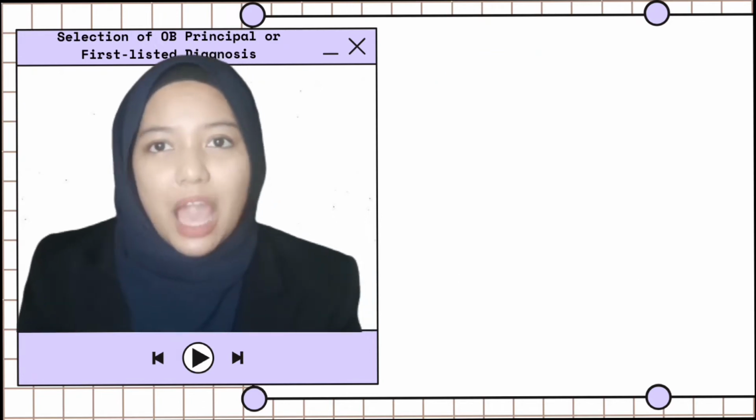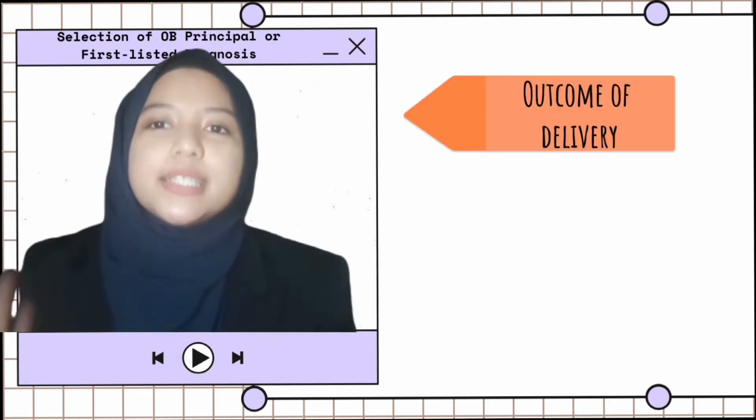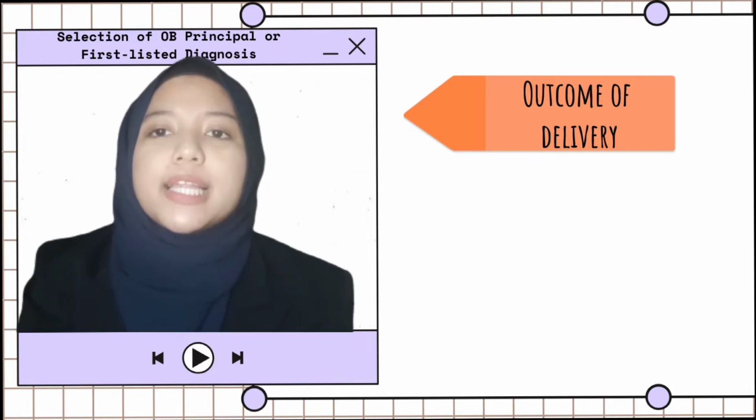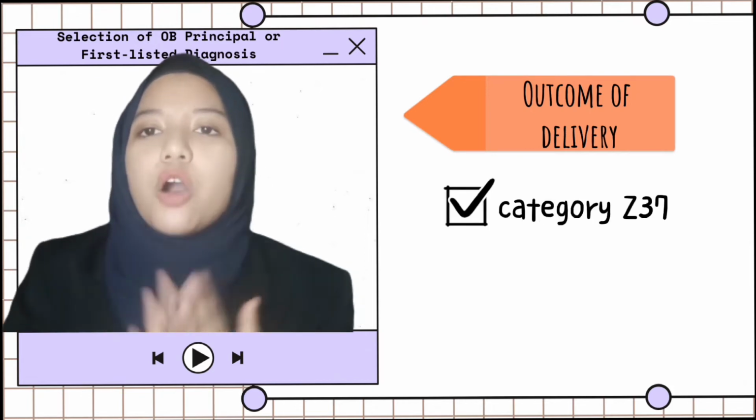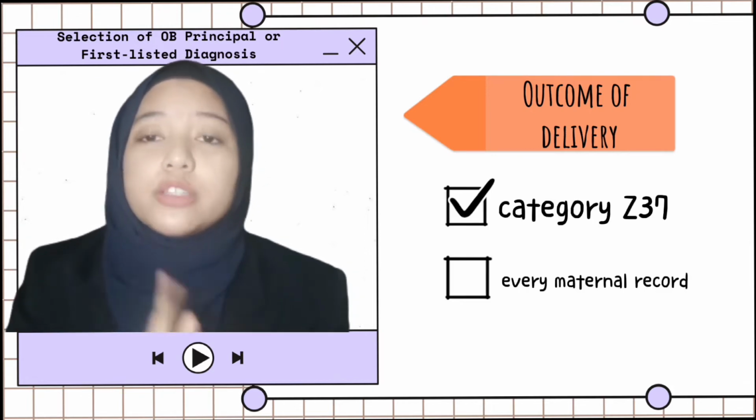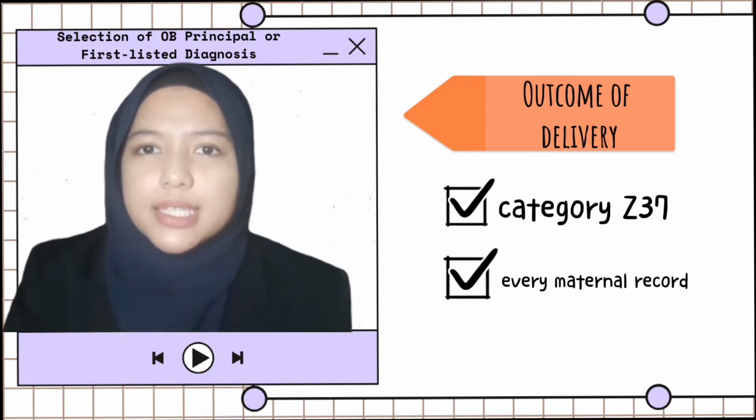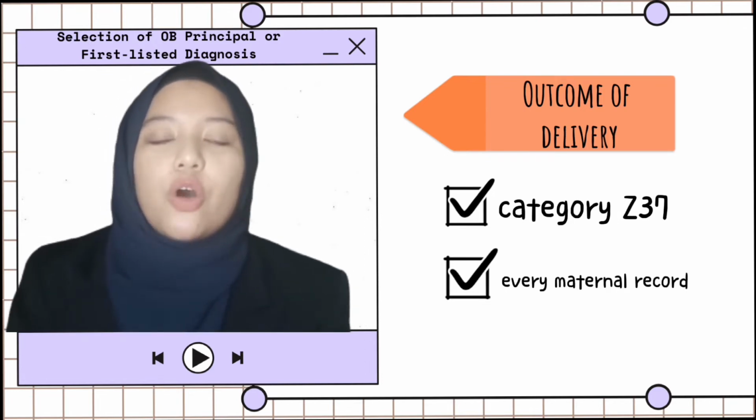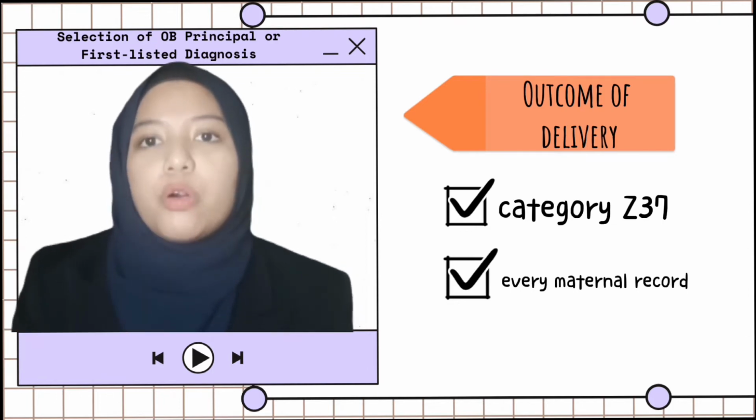And lastly, outcome of delivery. When a delivery occurs, a code from category Z37, the outcome of delivery, should be entered on every maternal record. These codes should not be used on future records or the newborn record.